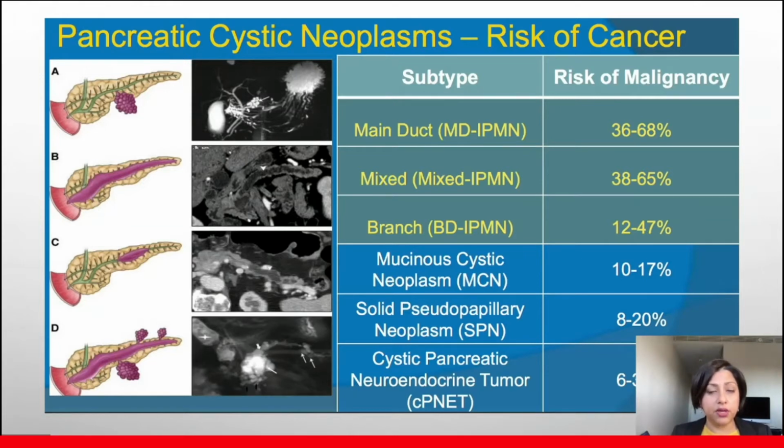So the numbers vary across the literature, but in general, main duct IPMN has the highest malignant potential, up to 70%. The mixed type of IPMNs, so involving both the main duct and the side branches, has the next highest potential, followed by branch duct IPMNs, mucinous cystic neoplasms, solid pseudopapillary neoplasms, and cystic neuroendocrine tumours.